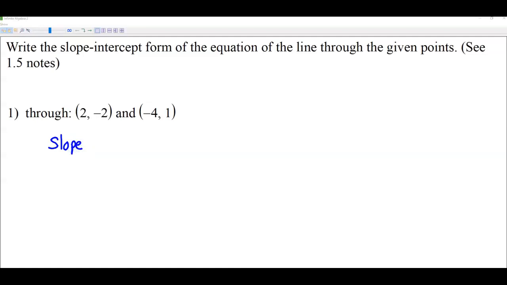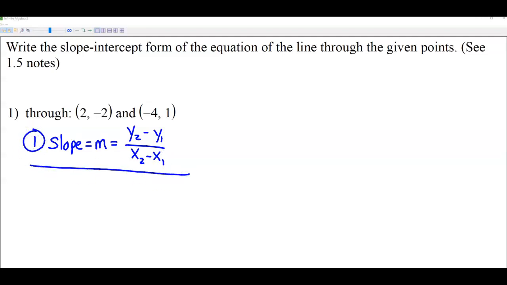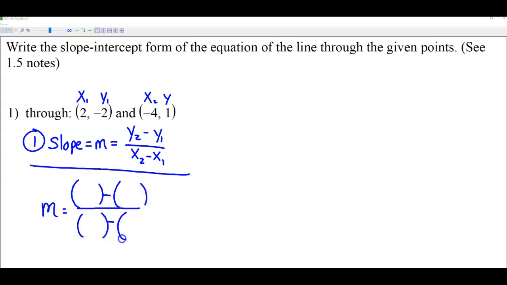Now slope is the m value of a linear function, which can be found by doing the formula y2 minus y1 over x2 minus x1. Okay, so that's the first thing we're going to do, is find our slope using that formula. So suppose this is x1, this is y1, this is x2, and this is y2. We're going to plug it into the slope formula to find our slope. I'm going to use parentheses for the blanks that we're plugging in for.